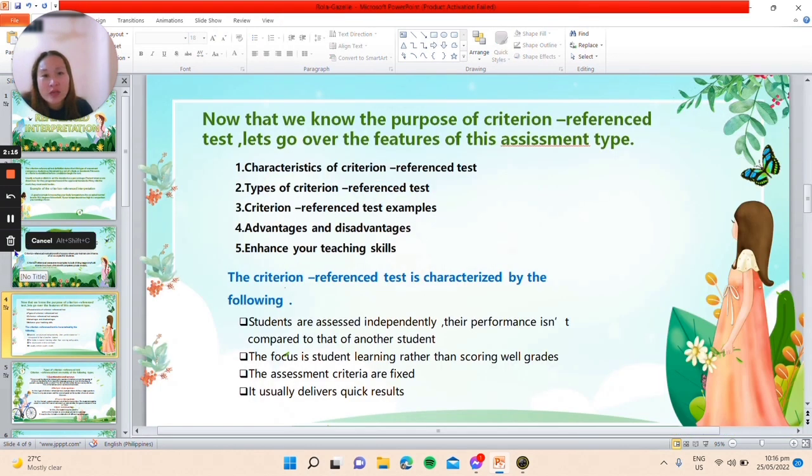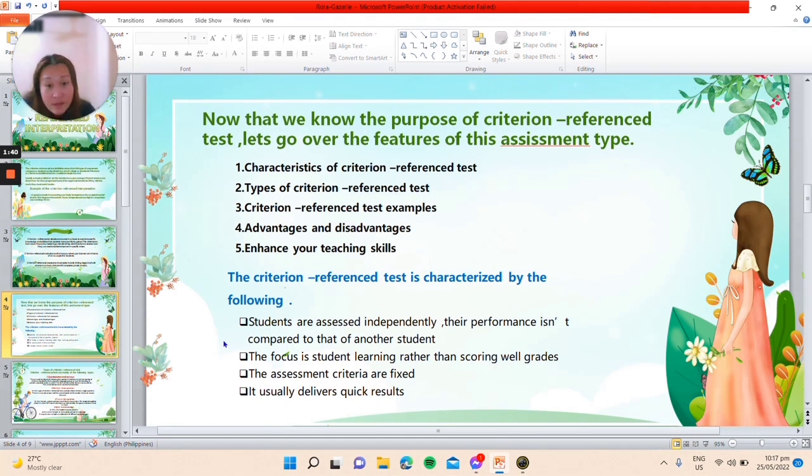Now that we know the purpose of criterion-referenced tests, let's go over the features of this assessment type. Number 1, characteristics of criterion-referenced tests. Number 2, types of criterion-referenced tests. Number 3, criterion-referenced test examples. Then advantages and disadvantages, and how to enhance your teaching skills. The criterion-referenced test is characterized by the following.